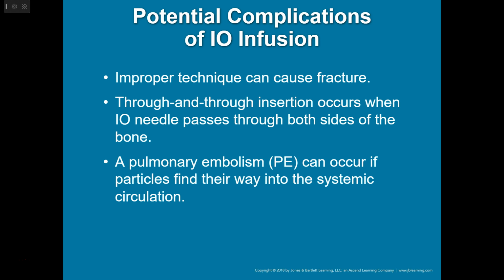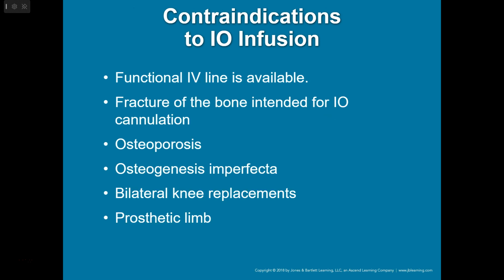Try to be careful. Through insertion occurs when the IO needle passes all the way through. That's where you're going to get that extravasation, where you've pushed it all the way through and then you push fluids in. A PE can occur if particles find their way into the systemic circulation. It's possible.